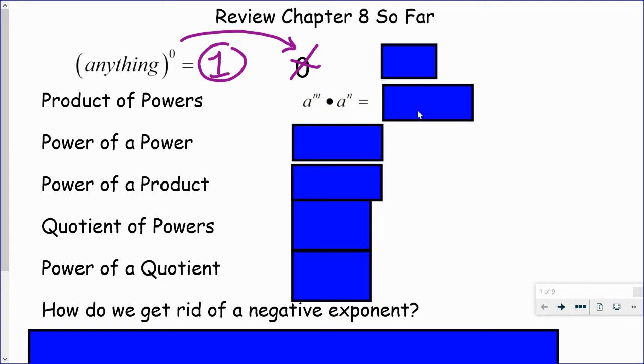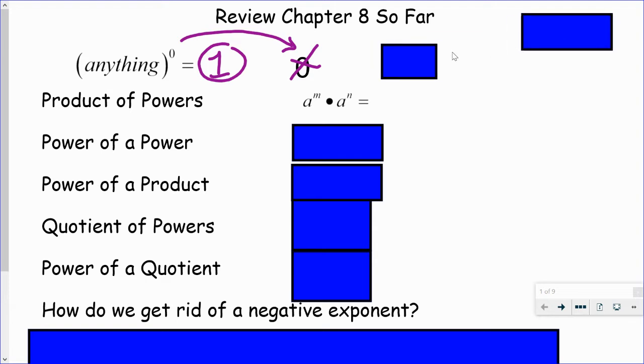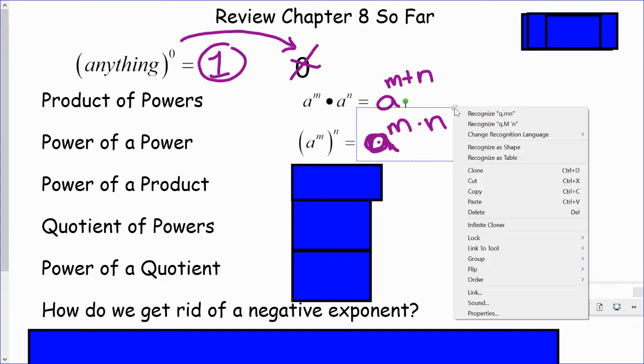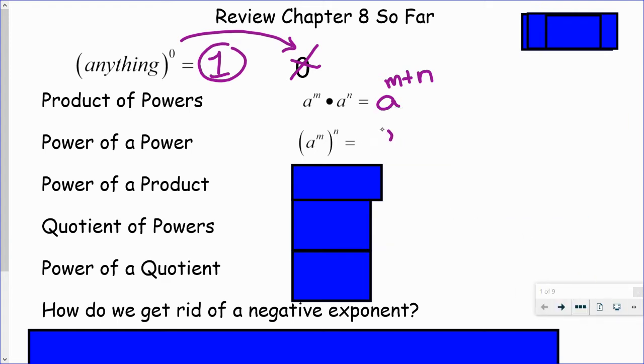Okay, product of powers. That's our formula for product of powers. I'll just put these up here. When you have the same bases, you're basically going to add the exponents. Remember about that. Power of a power, when you have something to a power and then the whole thing to another power, you take that A and you multiply M times N. So again, A, M times N. I'll rewrite that so you can see it again. Big base, M times N.